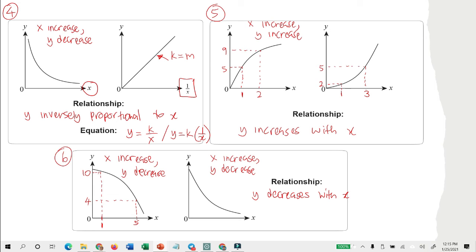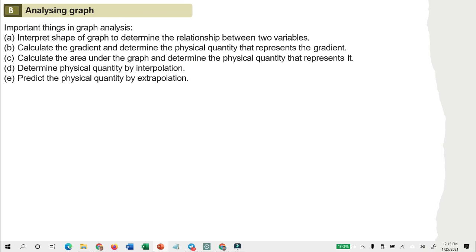So we can write the equation for graphs related to straight lines. The one which is not straight, or the one with a curve, we are actually not interested in the equation. So there are 5 important things when we want to analyze a graph.